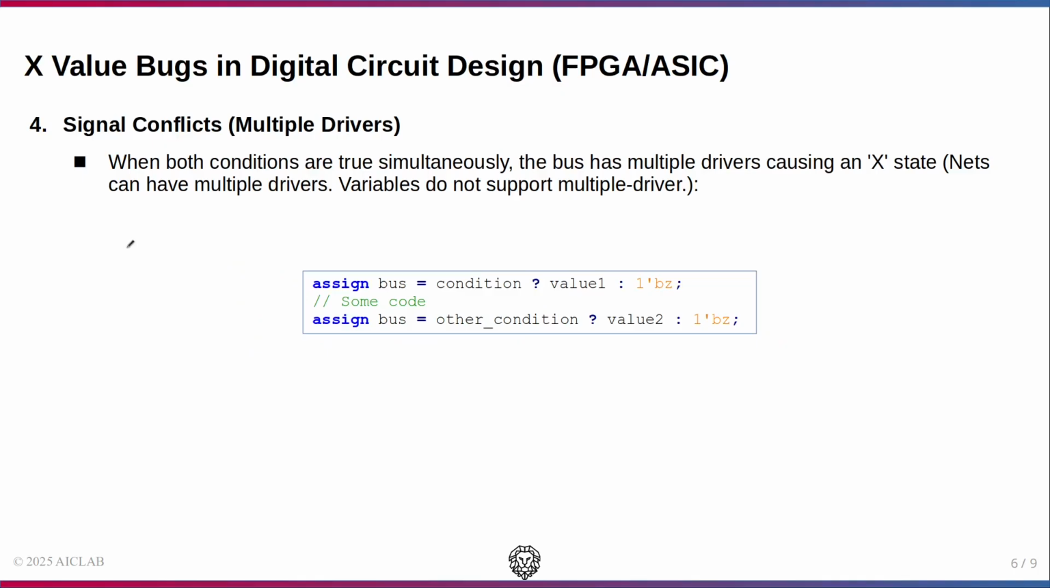Signal conflict or multiple drivers. In this example, the signal bus can receive value 1 and value 2 if both condition and other condition are true. Again, in simulation, it introduces the X value, and in synthesis and real hardware, it gets a random value.